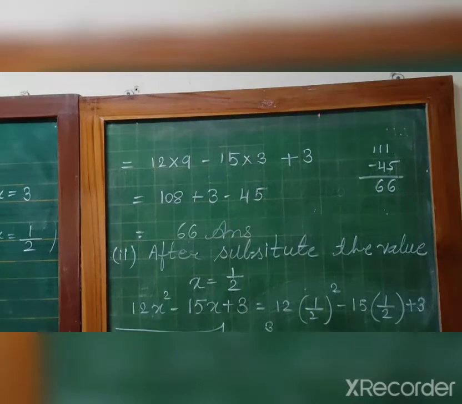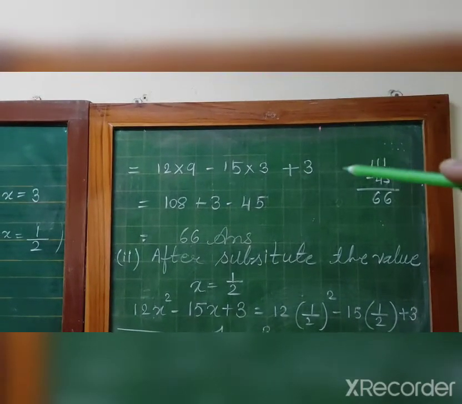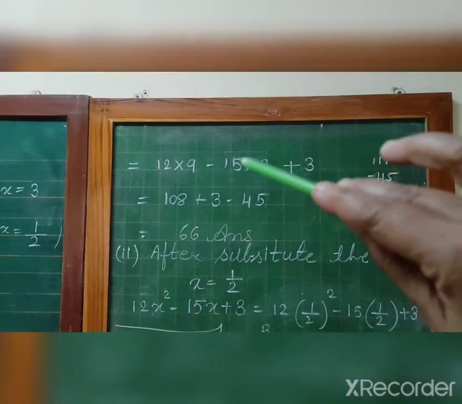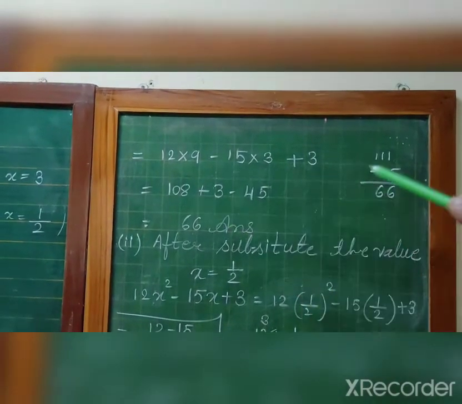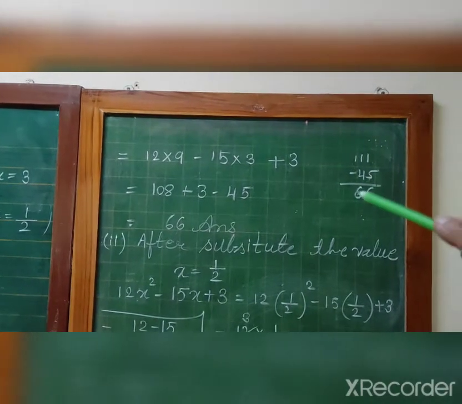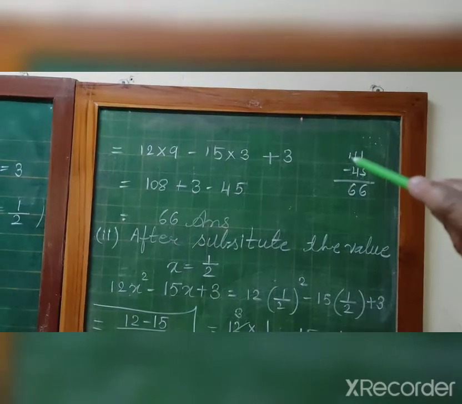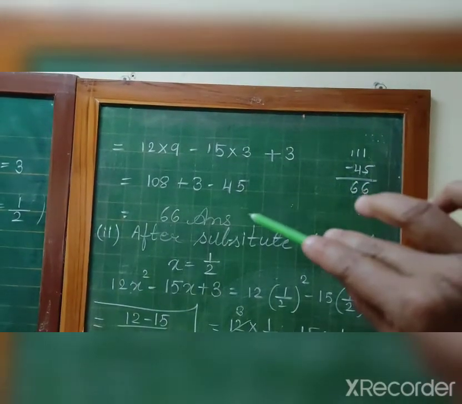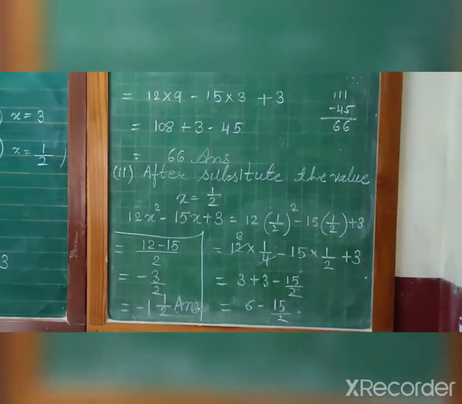First you will collect positive terms. So you can see plus 3, and 15 threes are 45, negative. Now you can see here 108 plus 3 is 111 minus 45. 11 minus 5 is 6, and here 10 minus 4 is 6. So for x equal to 3, the value of the polynomial is 66.